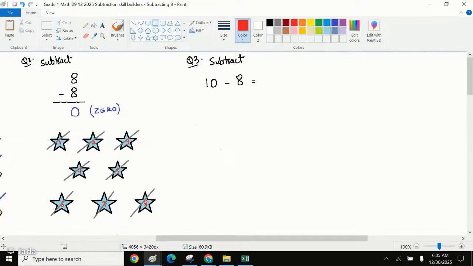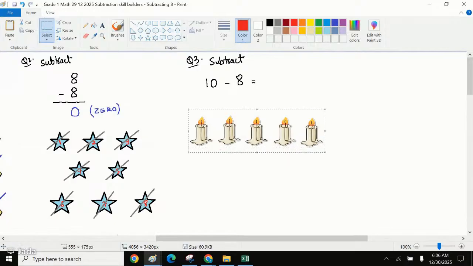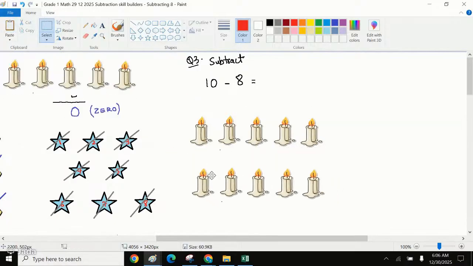Okay, let's do it with an example. Let's pick up an object. One minute, please. I'll just pick up any shape so that we can relate to the shape. Let's pick up a candle. If we had 10 candles, 2, 3, 4, and 5, right? And we had a total of 10 candles. That means 5 plus 5 would be 10.